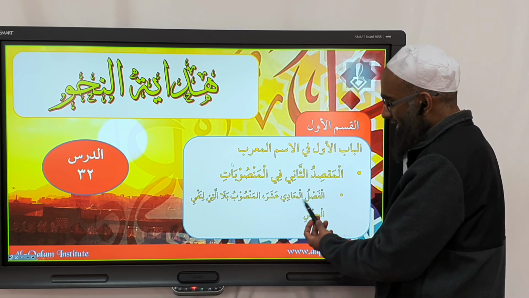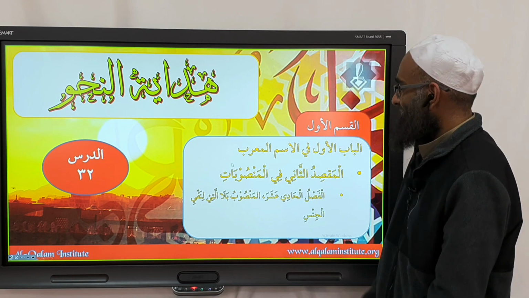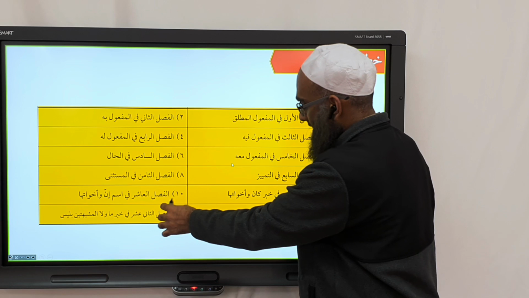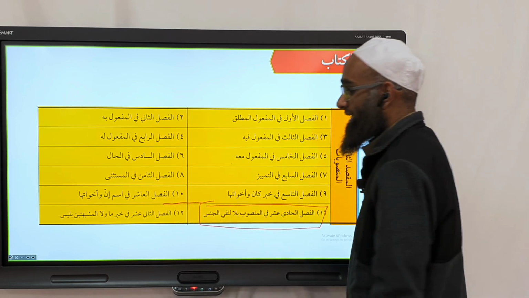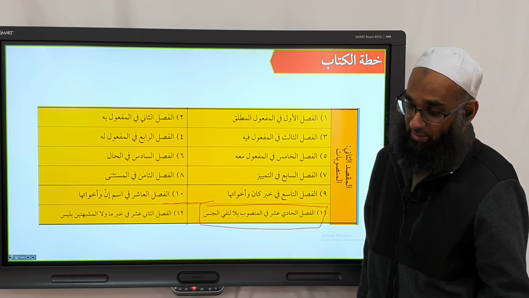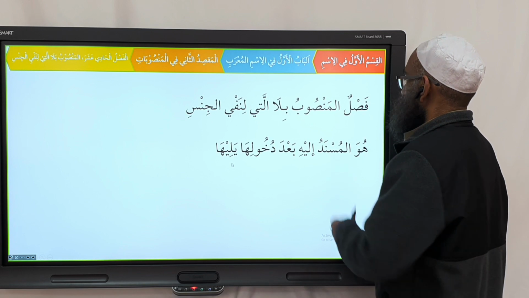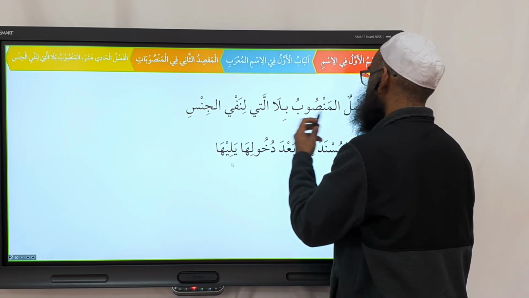Moving on, we're going on to the 11th mansub, which is la linafi al-jins. So we have all of these mansubat we discussed. We finished all the way till here. We're now on this one, the 11th mansub, which is la, which negates the entire jins. Faslun al-mansubu bila التي لنفي الجنس.